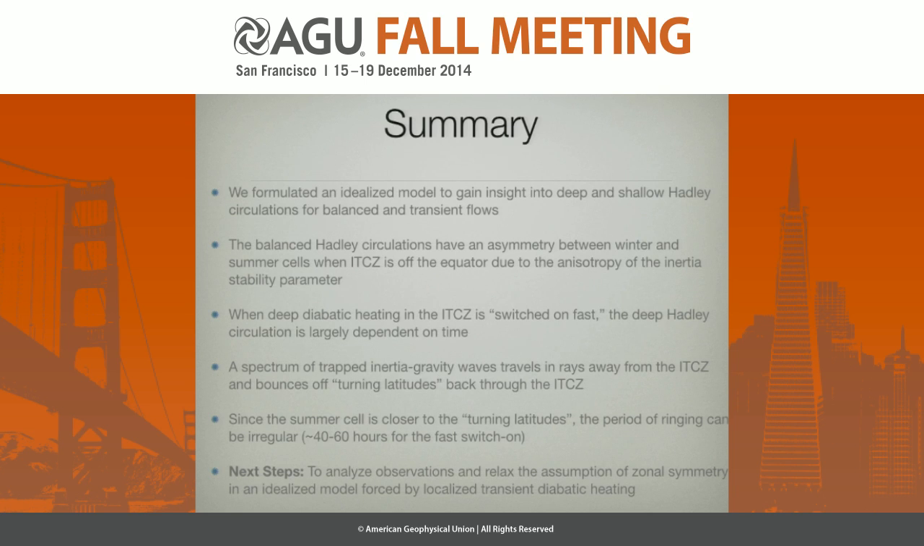Well, you have to sort of include, so if you want to do something like that, that was essentially the slow switch on. If you just were to switch on the diabatic heating very slowly, which is what I showed in the last, sort of the last.